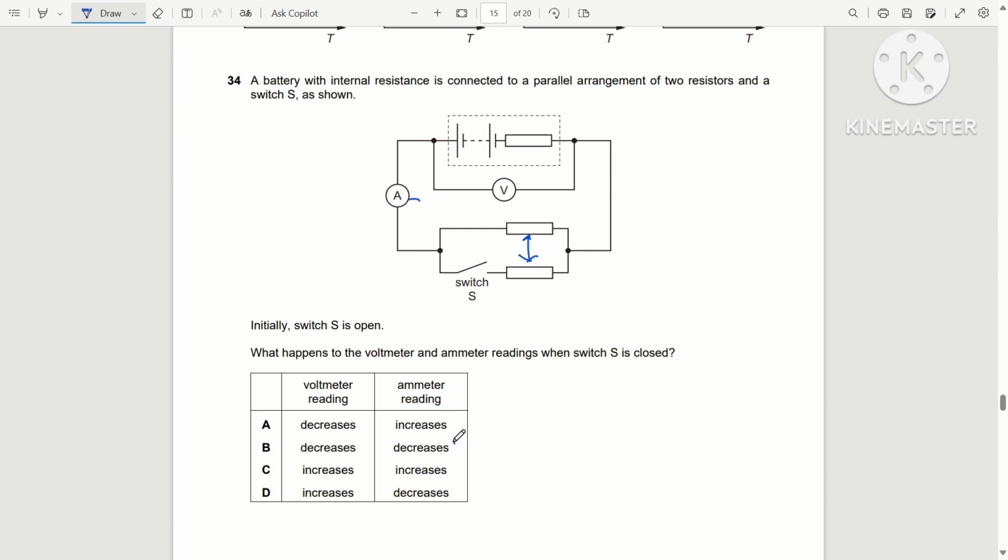So this option will cancel out, option B, and this will also cancel out. Now we know that terminal potential difference V is given as E minus Ir. Now if I is increasing, this means V will decrease because this factor will increase. So V decreasing and ammeter reading increasing. So option A is the correct one.